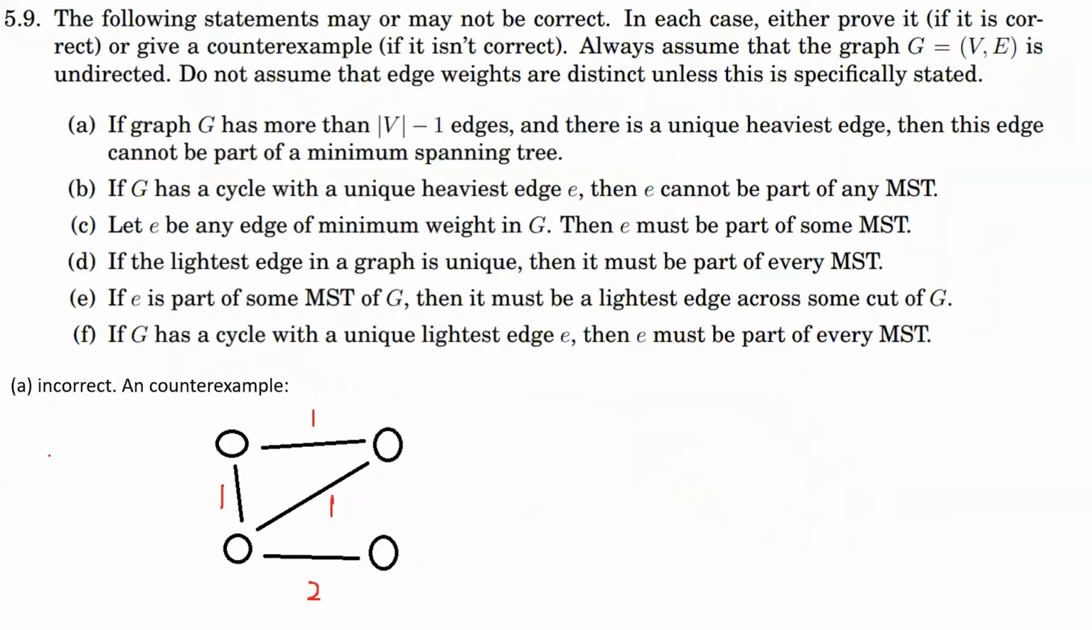For this problem, A is incorrect, and this is a counterexample. So this is a graph with 4 nodes, and it has 4 edges, which is greater than 3, so it meets the requirement. And 2 is the unique heaviest edge, but this edge should appear in every MST, because otherwise the graph will be disconnected. So A is incorrect.